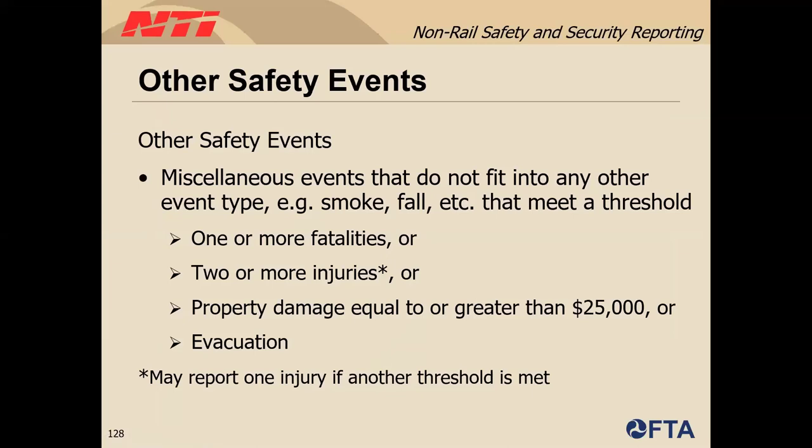All right. And then finally, we also have other safety events. This is kind of your miscellaneous category. These events must meet one of the following thresholds, as you can see here: one or more fatalities, two or more injured, property damage of $25,000 or more, or an evacuation. You can report an other safety event with one injury, but then there would have to be another threshold. If you have an other safety event that's only one injury, and that's it, as we mentioned earlier, that gets reported on the SNS 50.